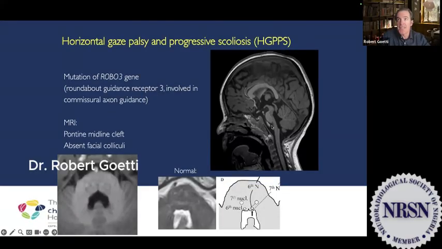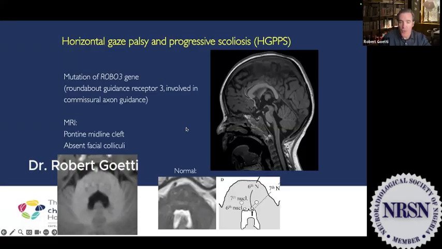On MRI, we can see that the tegmentum of the pons is not flat like it should be, it is concave. And the reason it is concave is because the facial colliculi are absent. That gives you that concavity. So normal, as you can see, this is the level of the facial colliculi. You should have these two mounds or colliculi, and in HGPPS, these are absent.